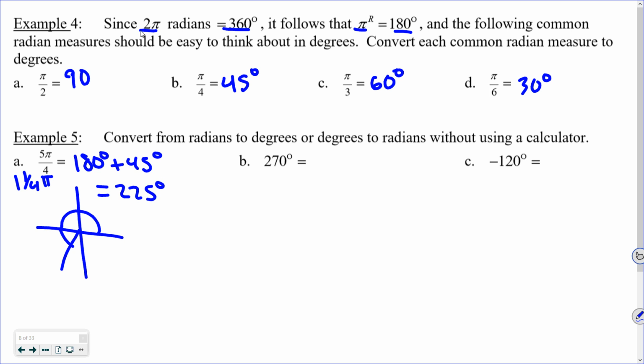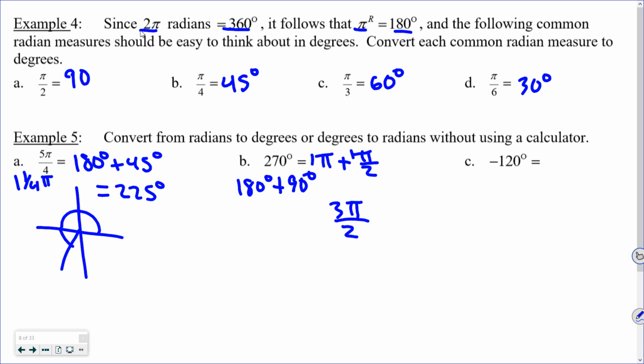Now 270 degrees, that's like saying 180 degrees plus 90. Well, up above, right, we know 180 is pi, and 90 was a half pi, or pi over 2. Well, 1 pi plus a half pi, 1 1/2 pi, is 3/2 pi, or 3 pi over 2.